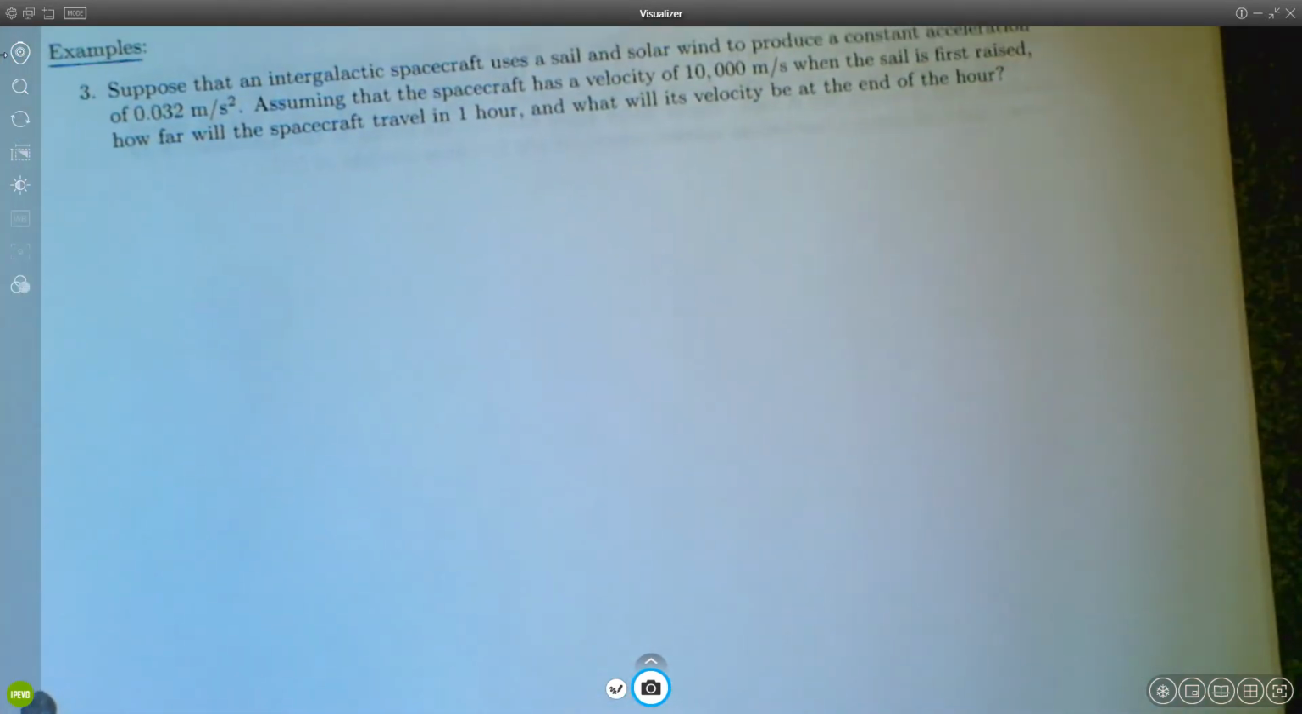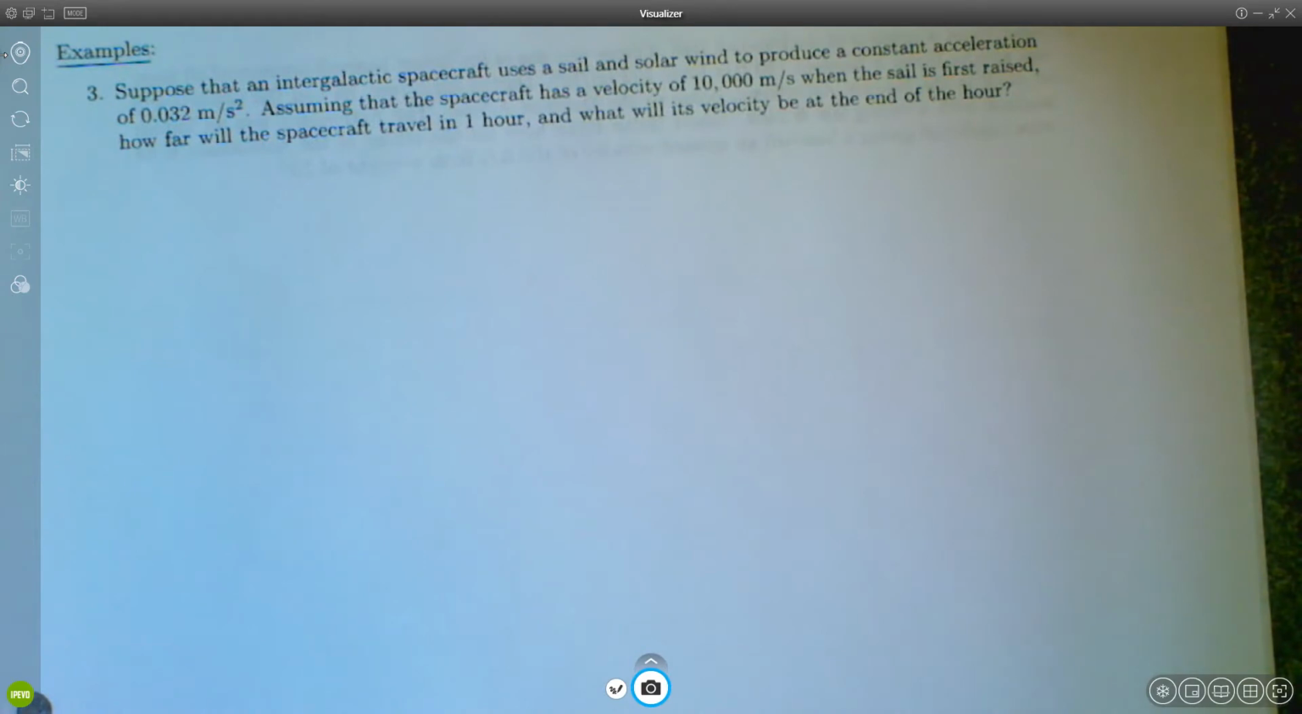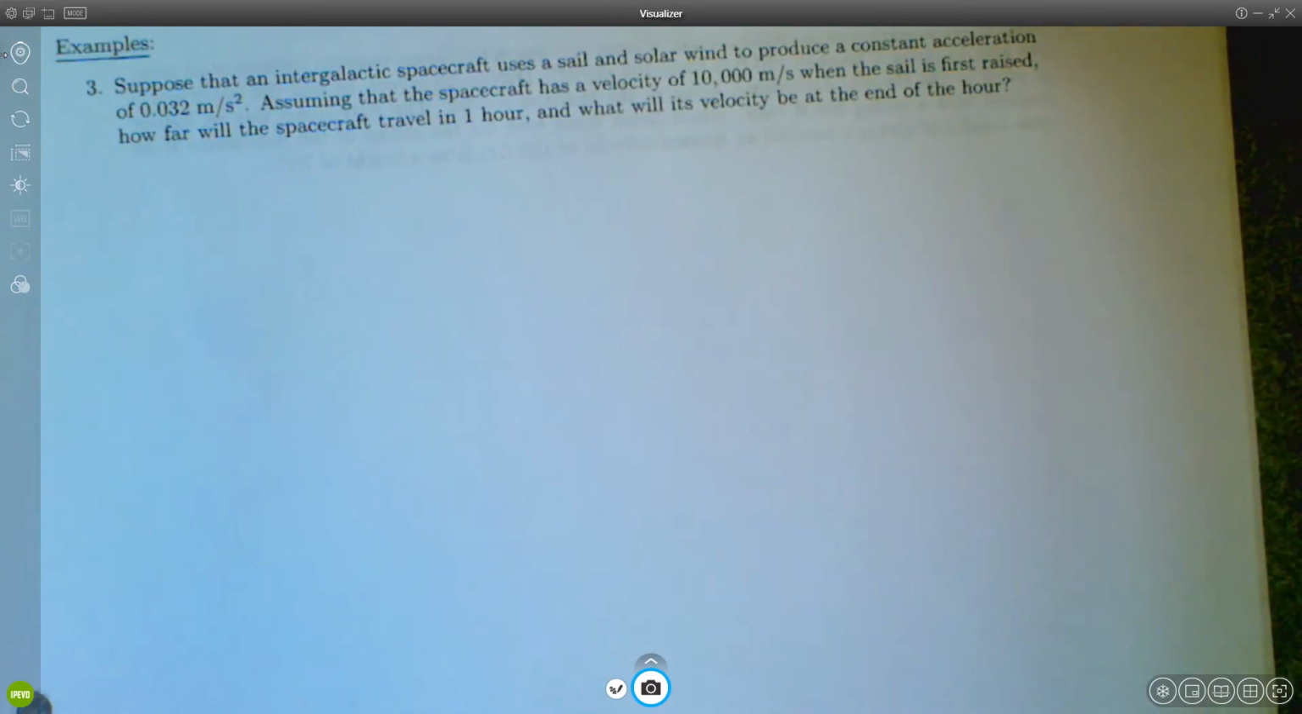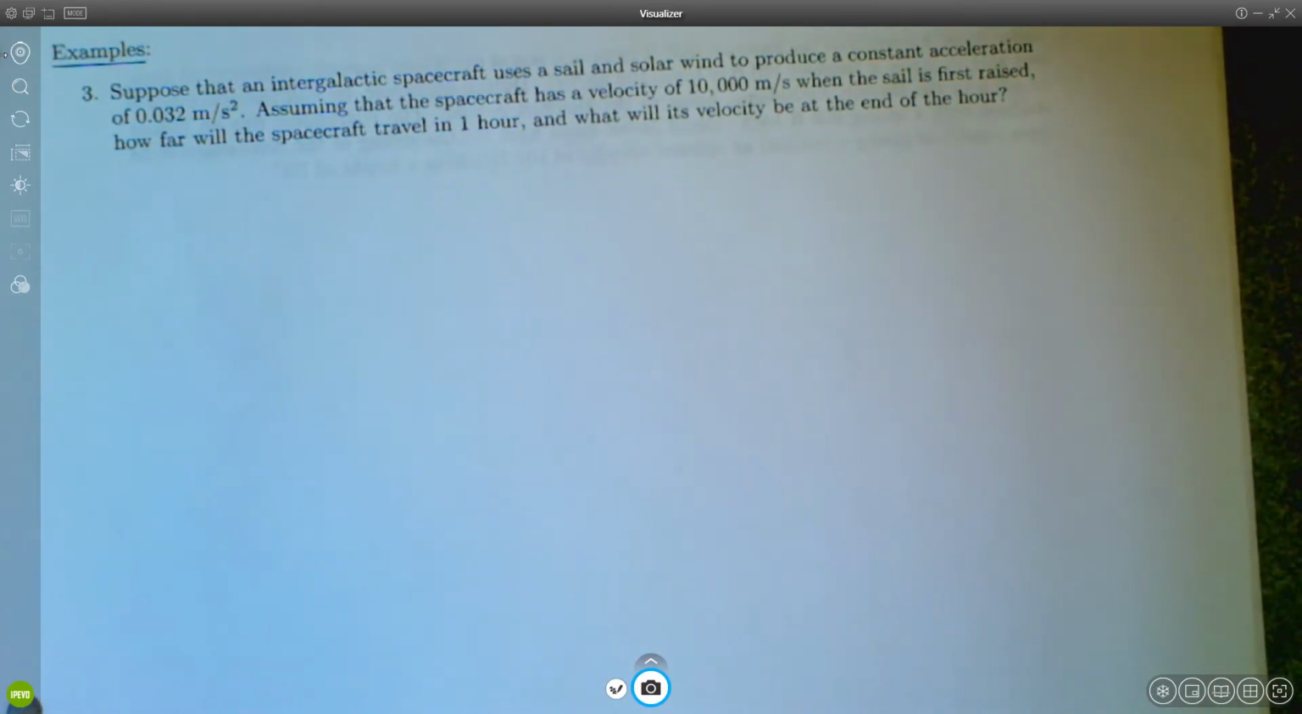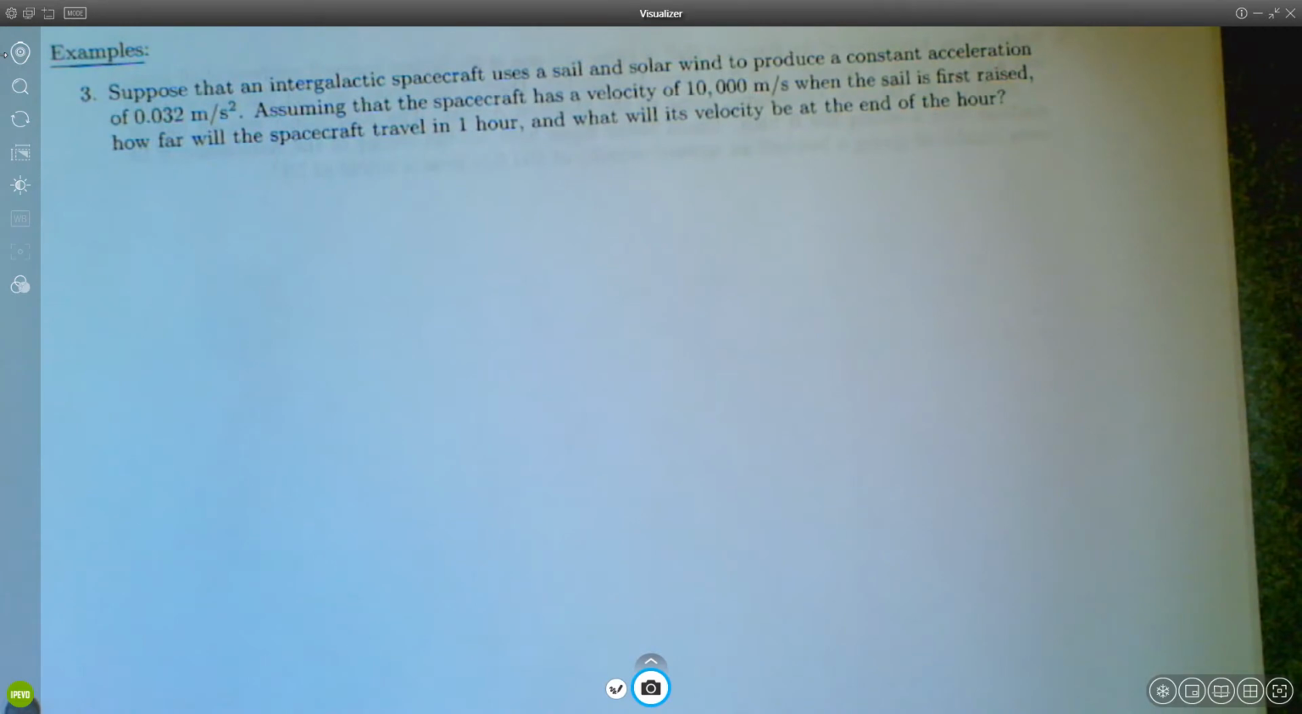Okay, so suppose that an intergalactic spacecraft uses a sail and solar wind to produce a constant acceleration. By the way, this came straight out of your textbook. I didn't make this up. To produce a constant acceleration of 0.032 meters per second squared. Assuming that the spacecraft has a velocity of 10,000 meters per second when the sail is first raised, how far will the spacecraft travel in 1 hour, and what will its velocity be at the end of the hour?